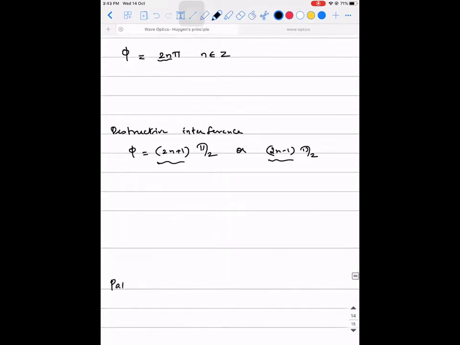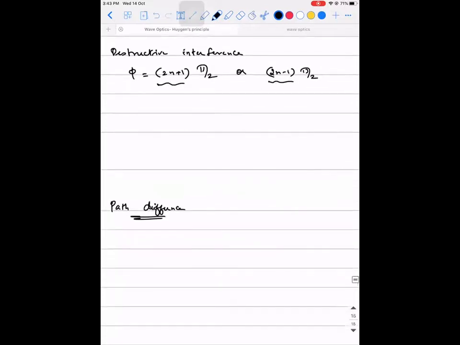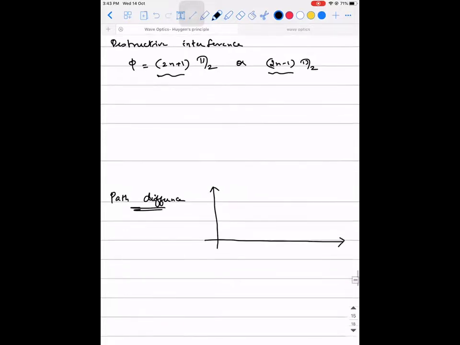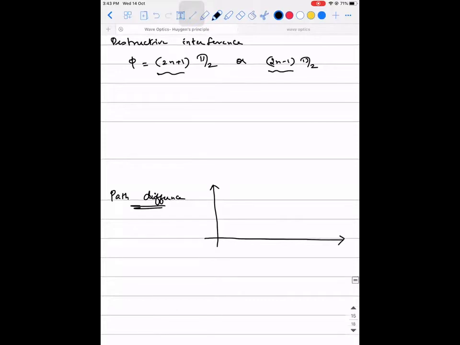I'm supposed to start with a term called path difference, right? So listen carefully. What do you mean by path difference? It is the difference in the length of the paths traveled by each wave. So how are we going to bring this?